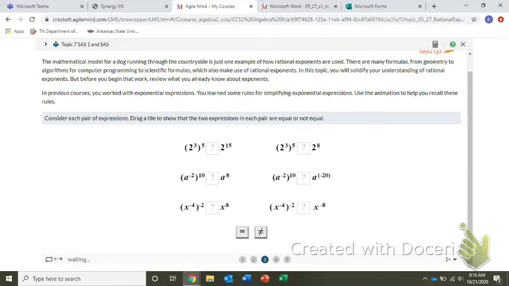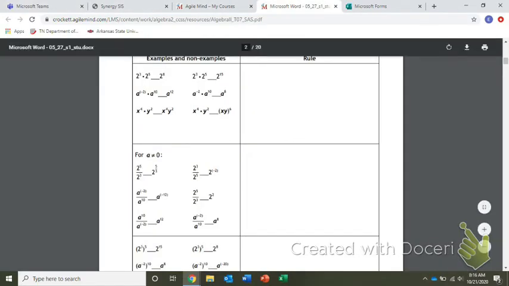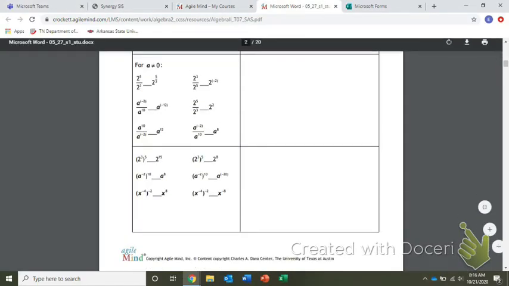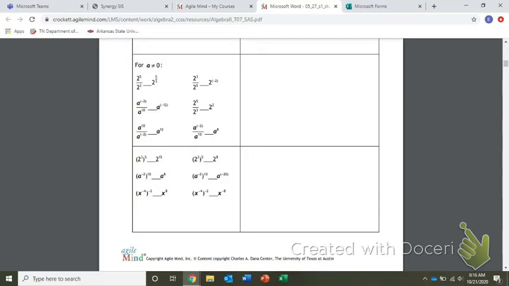All right, this next one, if you click the 3 at the bottom, it brings you to the next section, and this is the easiest one. So it is called the power rule. And all you do is you multiply your exponents. That's all you do. Multiply your exponents.